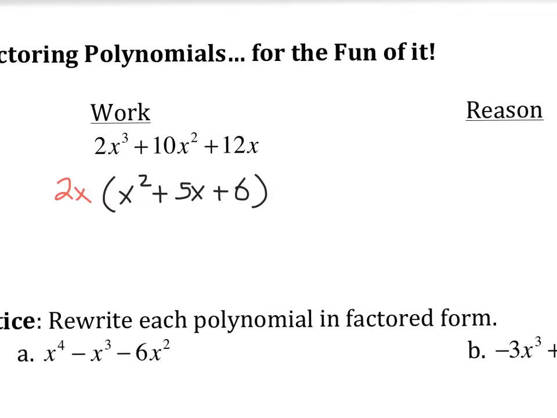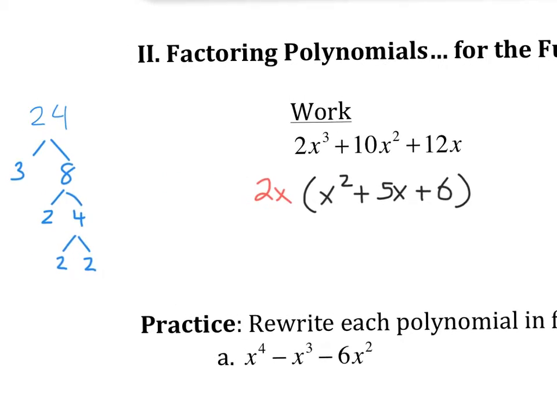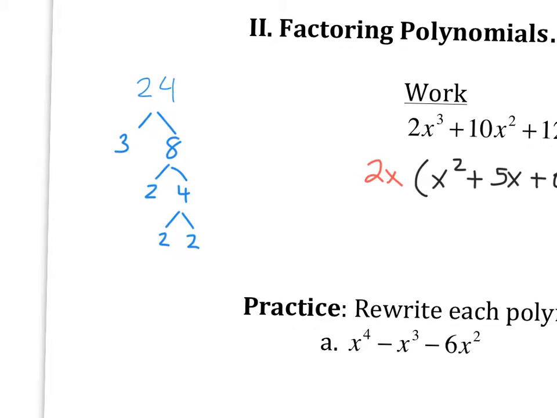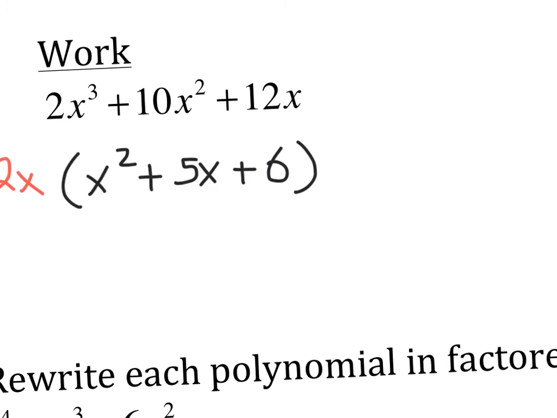So what was the reason that I did that? Essentially what I factored out was the GCF. Now, just like we did with the 24, I factored out something, but there was another factor that can keep going. Oh, look, the trinomial there can be factored further.